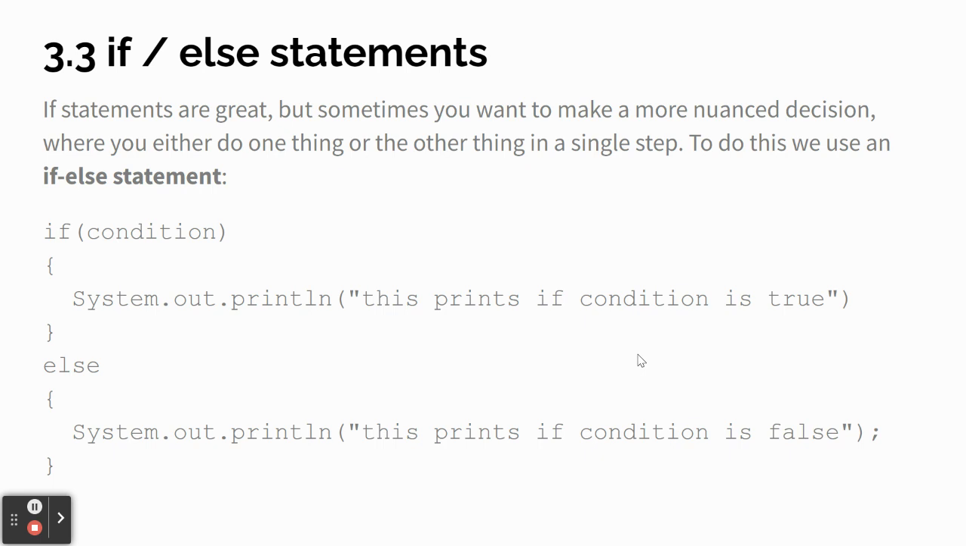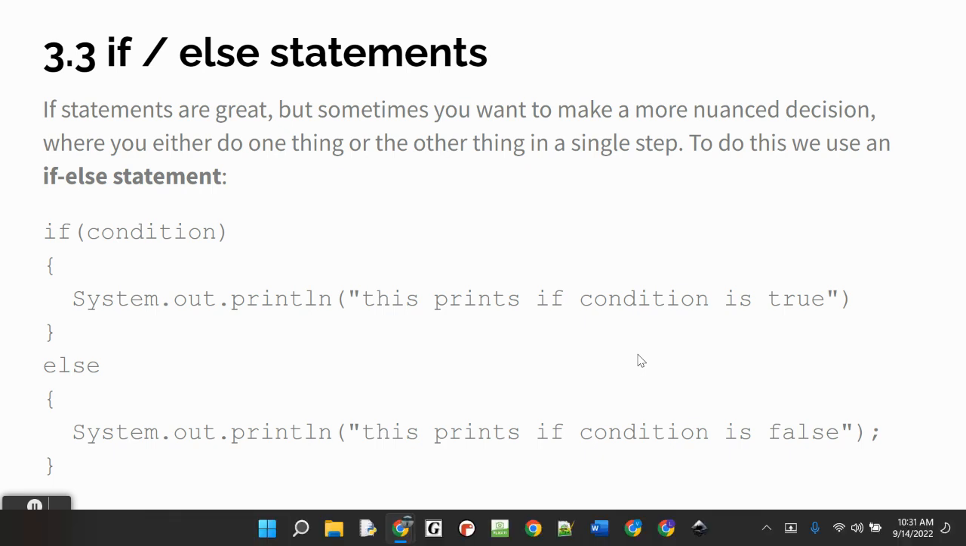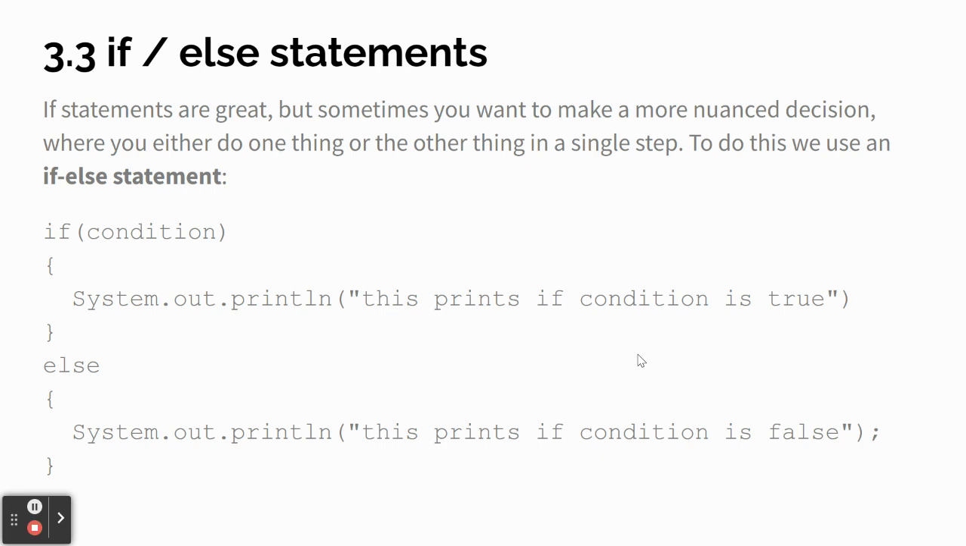We've done ifs and we've done Boolean expressions, and now we're going to do if-else statements. If statements are great, but sometimes you want either one thing or another thing to happen. If you had separate if statements, there is no guarantee that one or the other thing will happen. An easy way to make sure it's one or the other is to do an if-else.